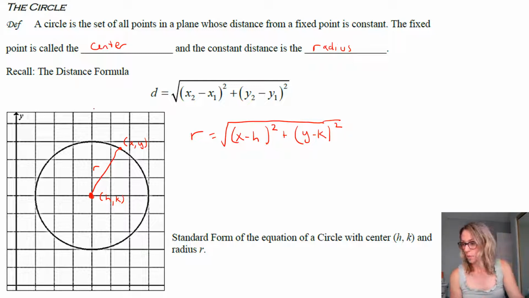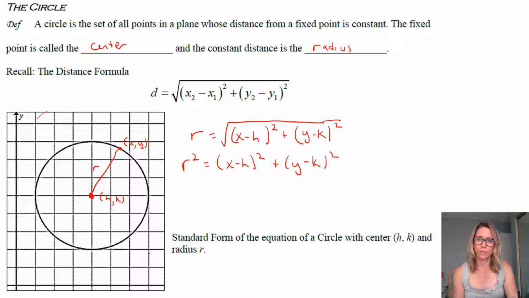And then you are probably not surprised to find out that if we square both sides, we get r squared equals, and that just takes the square root off the other side. And so what we have is now the equation of a circle. I'm literally just going to write the same thing, so you can also just do an arrow.